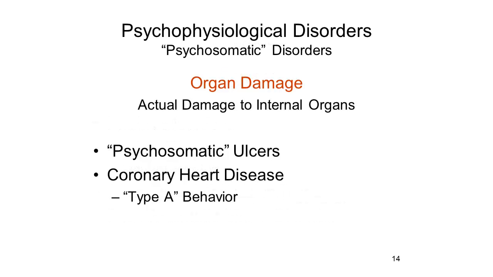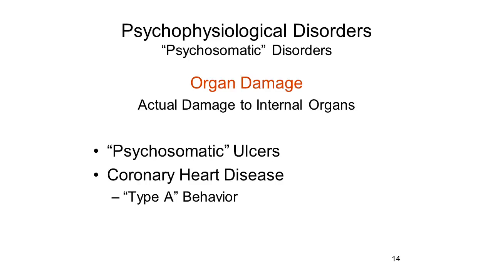Next are the psychophysiological disorders, also known sometimes as psychosomatic disorders. These involve actual damage to some internal organ, some tissue, some part of the body, typically a part of the body that's innervated by the autonomic nervous system, and is usually associated with psychological stress. You'll remember that the autonomic nervous system mediates the organism's response to stressful events, prepares it for fight or flight, tend and befriend. And the theory is that the psychophysiological disorders reflect the consequences of this prolonged activation of the autonomic nervous system.